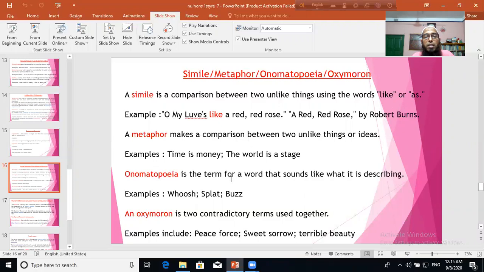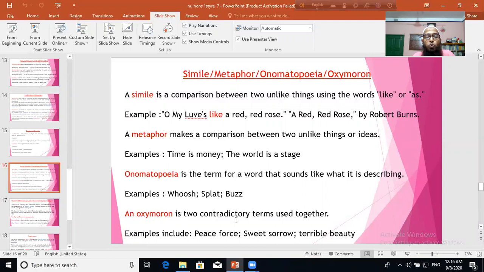Onomatopoeia is a word or term that sounds like what it is describing. The word itself gives its meaning. Whoosh, splat, budge, buzzing sound. So these words are called the use of onomatopoeia.